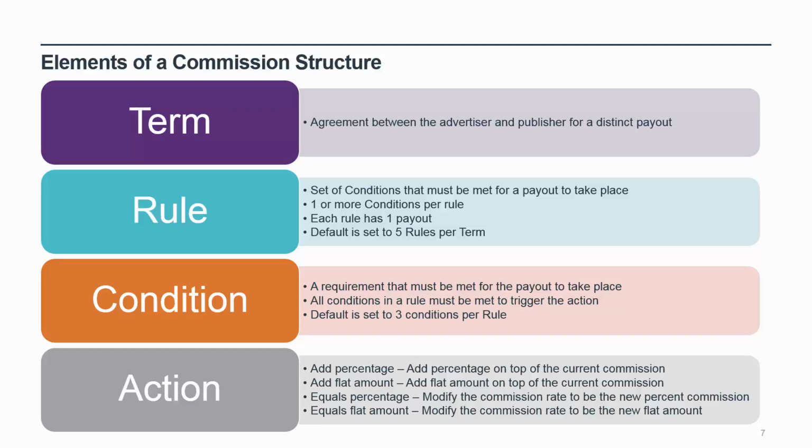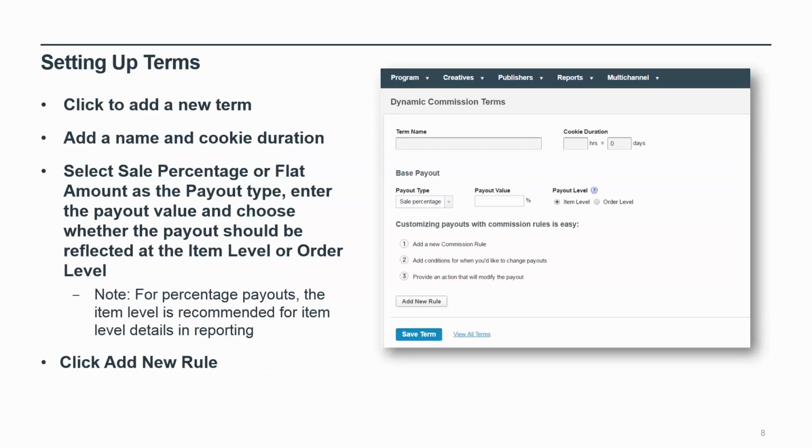An action is the result of what happens when conditions in a rule are met. To put all of these items into an example, an advertiser agrees to pay out 10% commission. This would be considered a term. A rule can be set up where, if the customer is new to file, the publisher will receive 12% commission. The condition in this case would be that the customer is new, and the action would be to increase the commission by 2%.